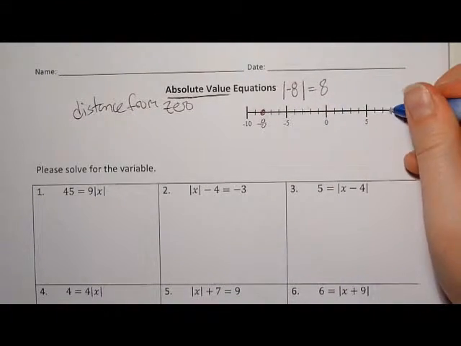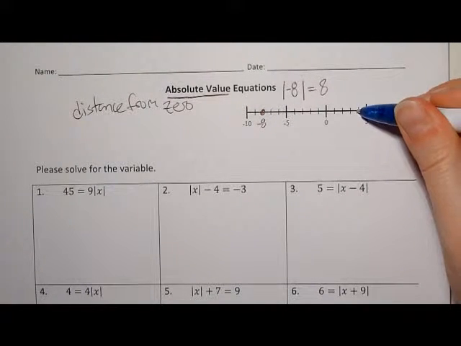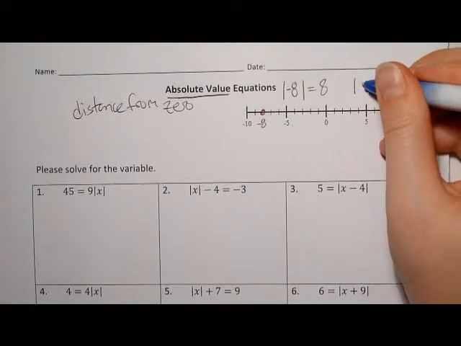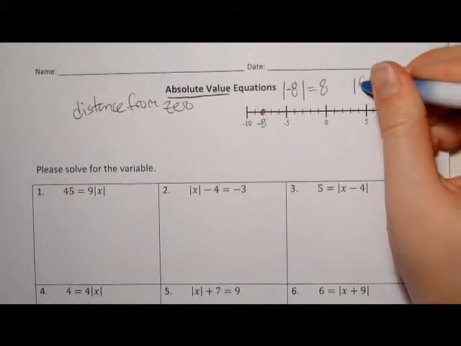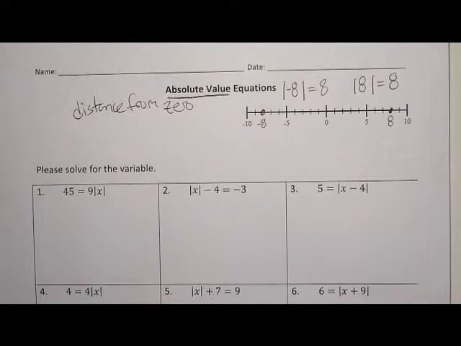We could also plot +8 on our number line and count how far this is from 0. It is 1, 2, 3, 4, 5, 6, 7, 8 spaces from 0. So the absolute value of +8 equals +8.